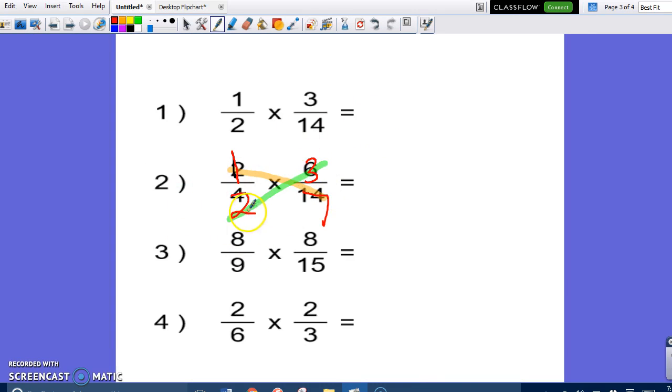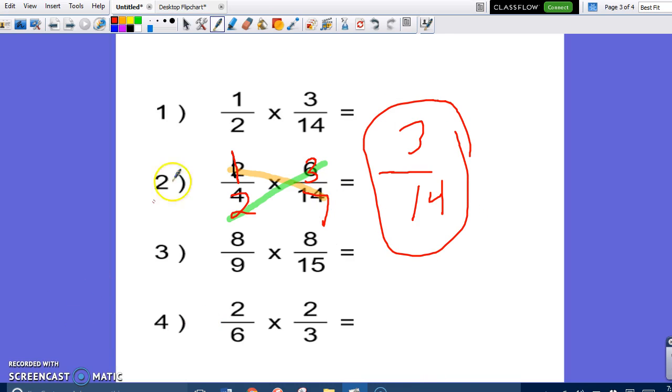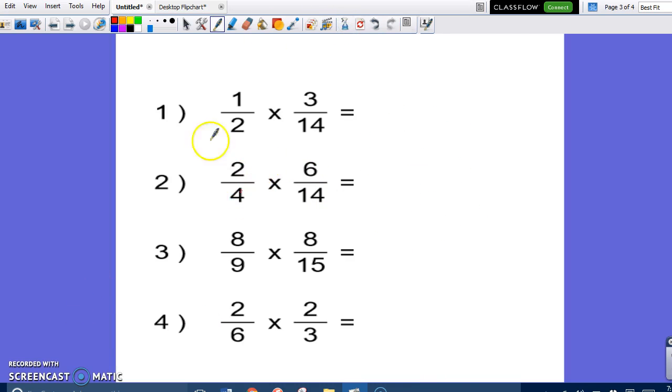Now that I already did the reducing before multiplying straight across, all I have to do is multiply straight across. 1 times 3, 3. 2 times 7, 14. Final answer. Okay, let's go on to the next one.